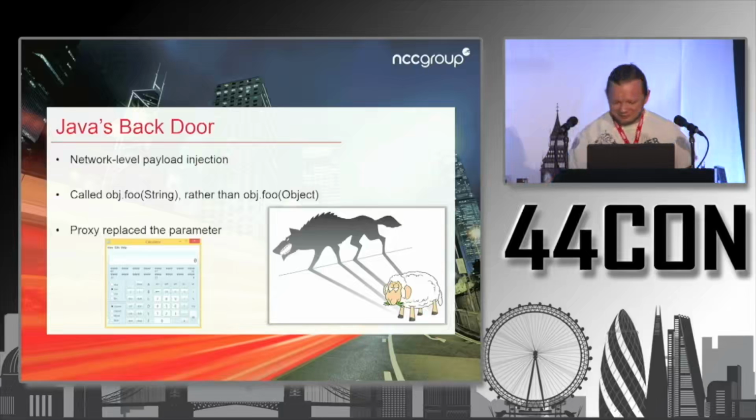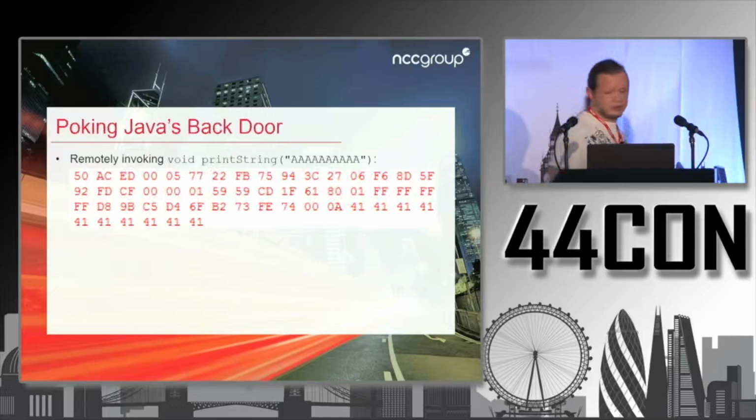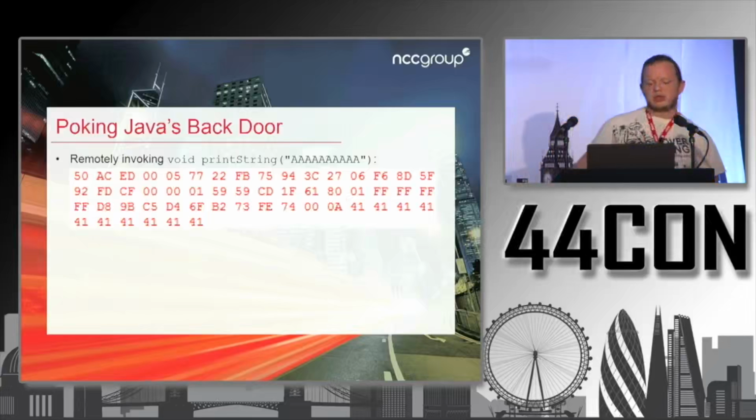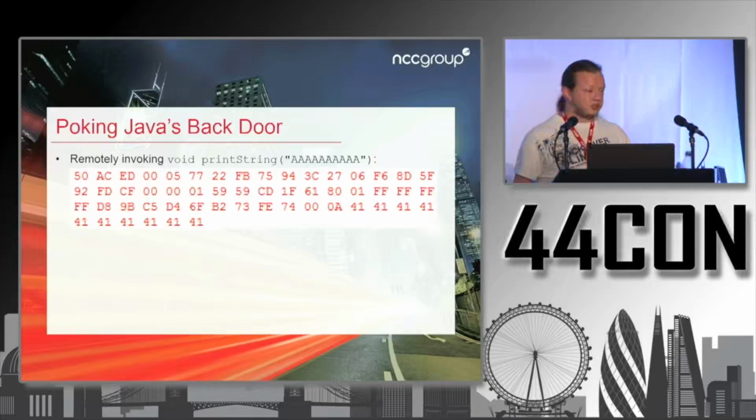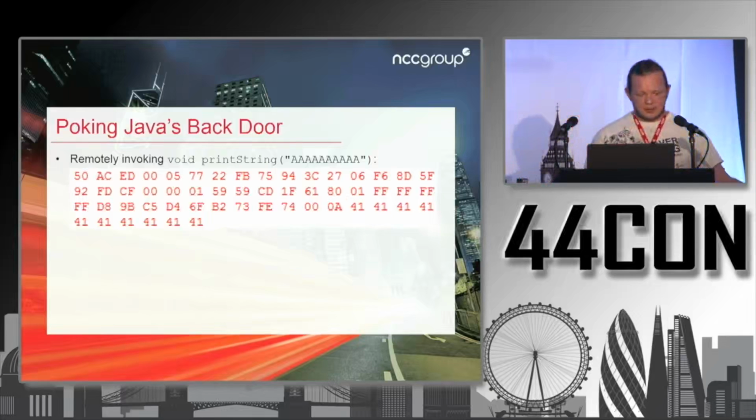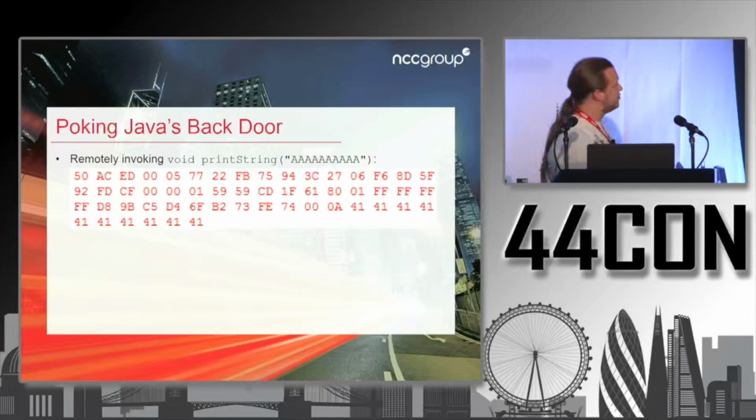What's going on? So just to have a quick look at what was actually going on here. When we remotely invoke, say, a print string method, we've got a string parameter. You see it's 10 of the letter A.